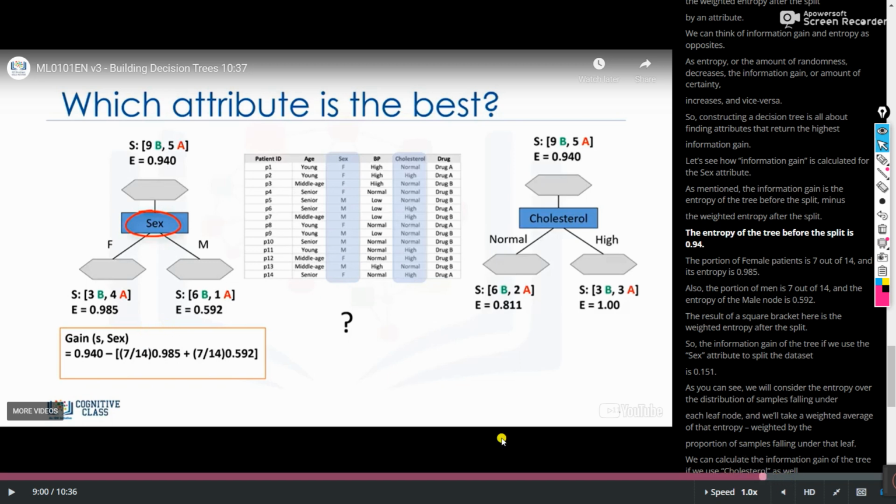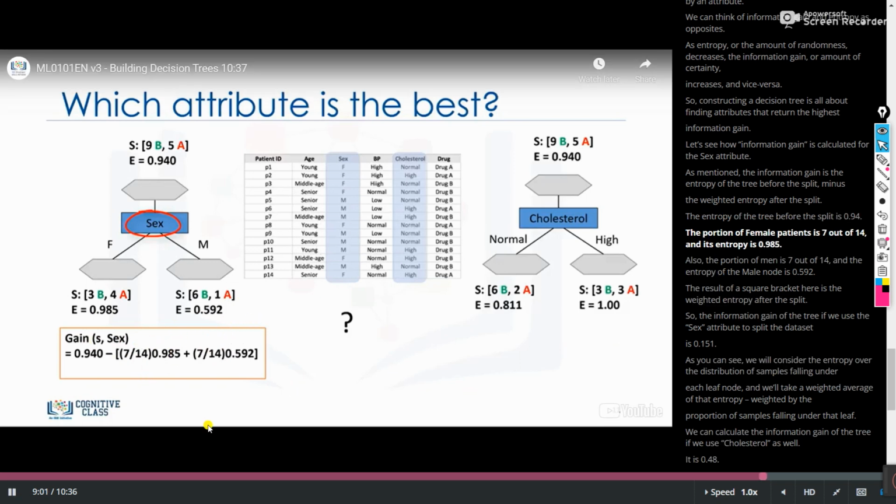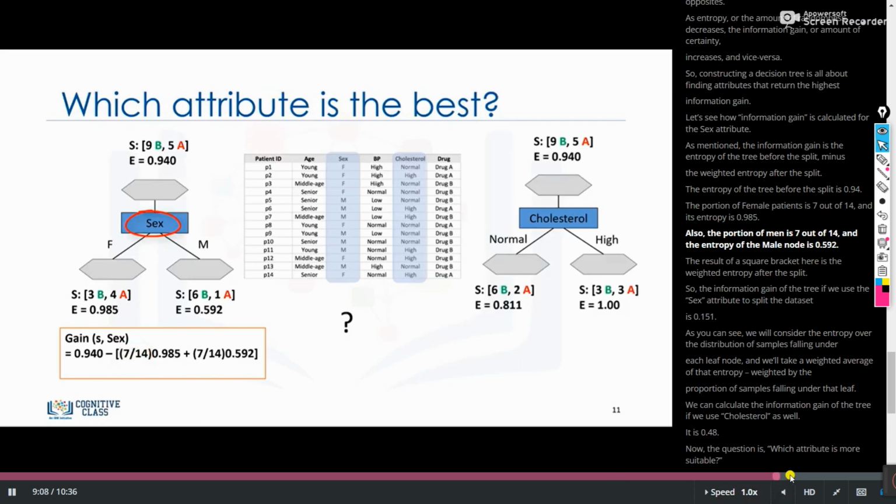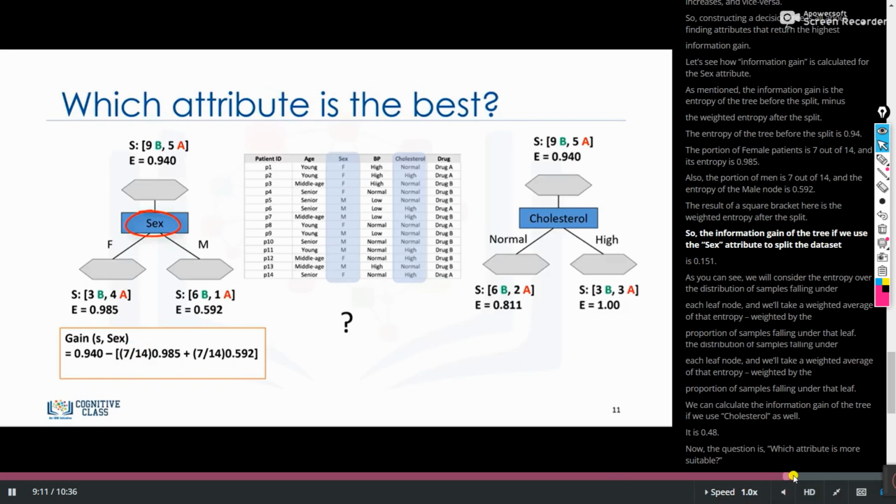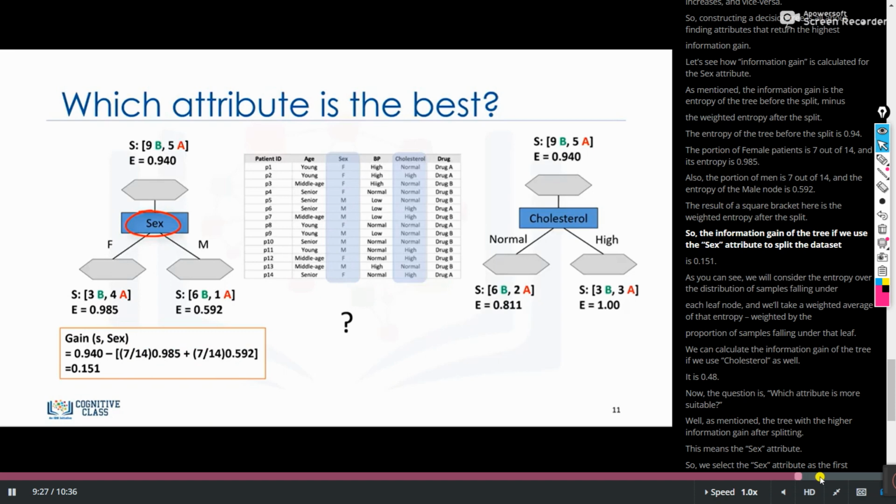So the information gain of sex is going to be calculated using that: 0.985, which is the entropy of the female, times 7 upon 14, and 7 upon 14 again times the entropy of the male. So that's the information gain of the sex. Okay, the information gain formula is different than entropy. Exactly, it is different.